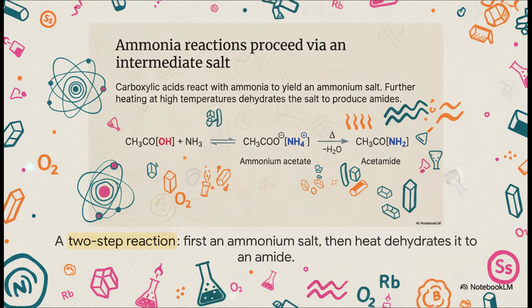First, you get a classic acid-base reaction. The carboxylic acid does what acids do, and ammonia acts as a base. They react and form an intermediate salt, in this case, ammonium acetate. That's step 1. Then, for step 2, you just heat it up. The heat forces a water molecule to leave, and what you're left with is the final amide product, acetamide.